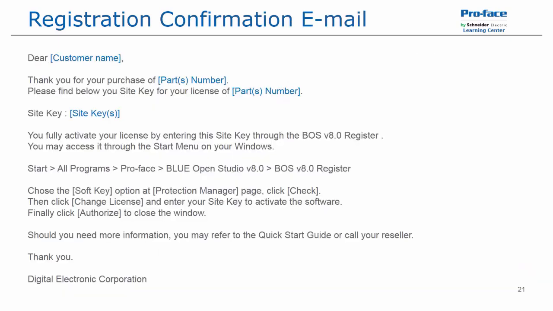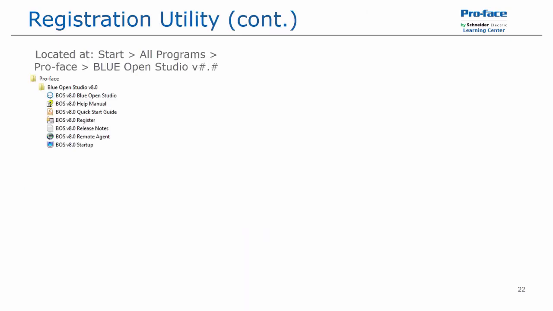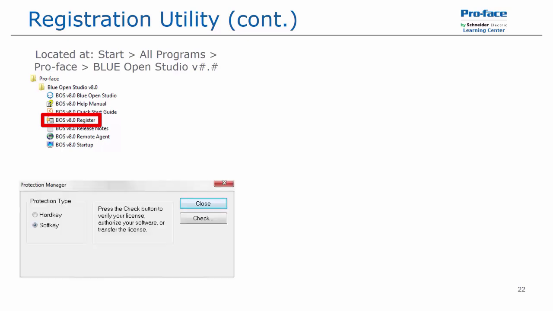You will receive a registration confirmation email like this. It will give you your customer name, verify the part numbers, and then provide you with your site keys. Then it gives you some additional information on how to register the software. Once you receive that information back, we will then go back into the Proface program group under Blue Open Studio, and then once again open the register.